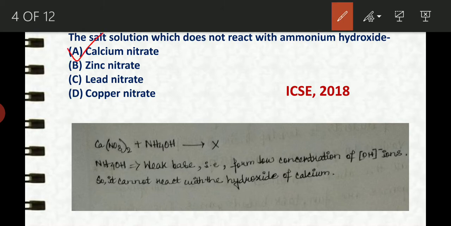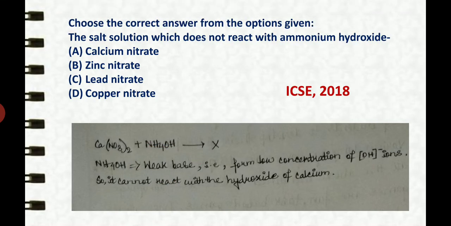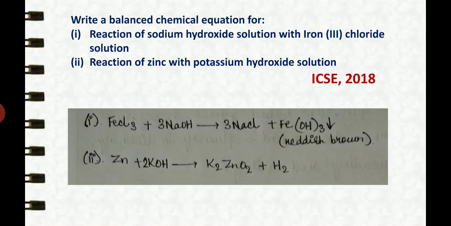Why? Now ammonium hydroxide, you know that it's a weak base. In the video on acids, bases and salts, I have already discussed that ammonium hydroxide is a weak base, and weak base means it forms a low concentration of hydroxide ions, OH minus ions. So it cannot react with calcium nitrate to form the hydroxide of calcium. That's why calcium nitrate does not react with ammonium hydroxide solution. So the correct answer is calcium nitrate, the first option. Clear?